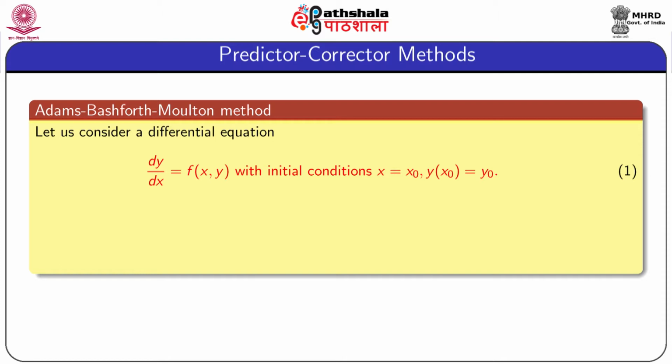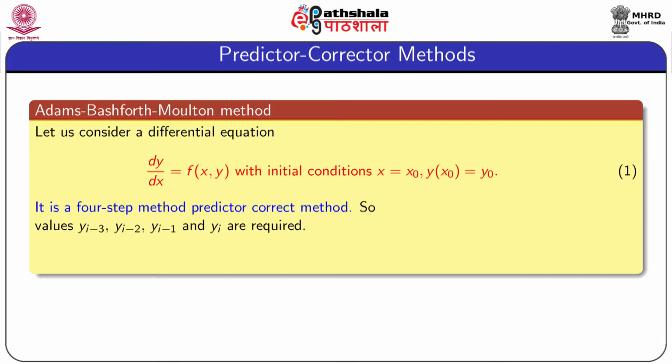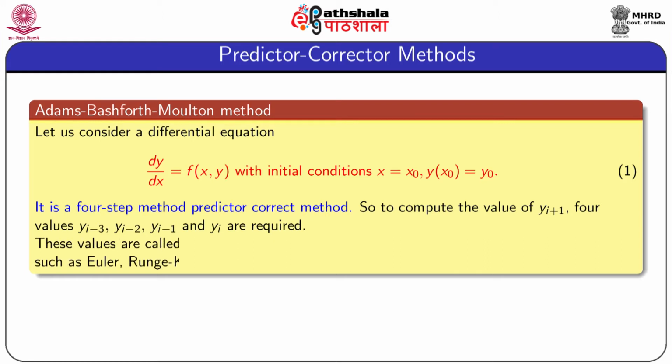The problem is dy/dx equal to f of x, y with the initial condition x equal to x0 and y equal to y0. It is a 4-step method, or it is called the 4-step predictor corrector method. That means, to find the solution by this method, we have to find the values of y1, y2, y3 before going to find the value of y4. That means, to compute the value of yi plus 1, four values yi minus 3, yi minus 2, yi minus 1 and yi are required.